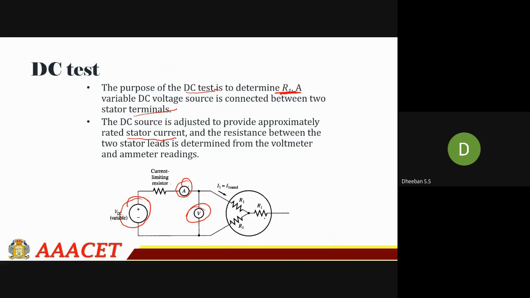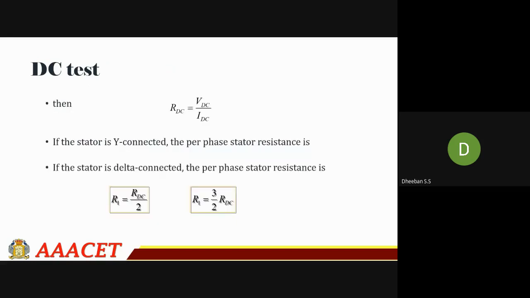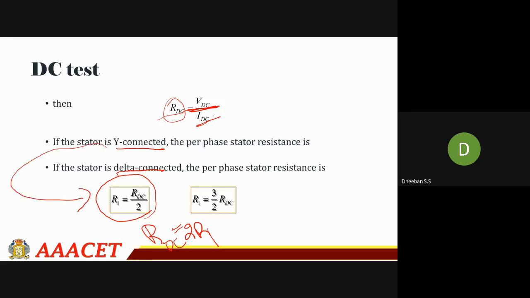Based upon these readings, your stator current will be determined. Then RDC is equal to VDC, that is the voltmeter reading, divided by the ammeter reading. If the stator is star connected, the per phase stator resistance is given by R1 equal to RDC by 2. So your RDC will be twice the value of your stator resistance. But in case of a delta connection, this value changes to R1 equal to 3 by 2 times RDC.